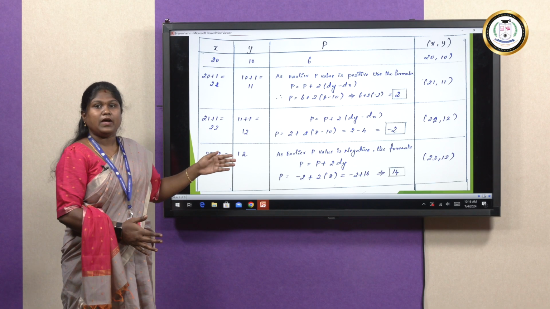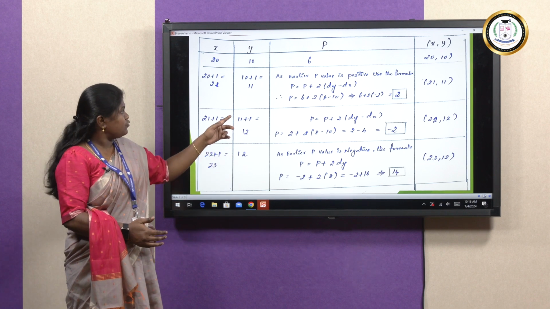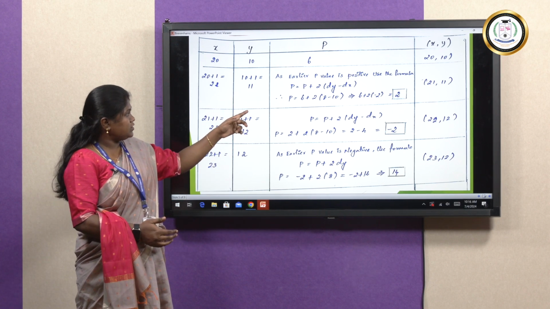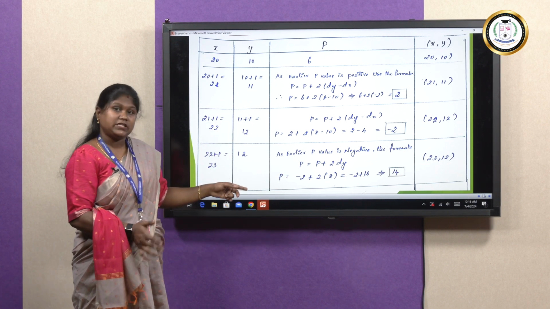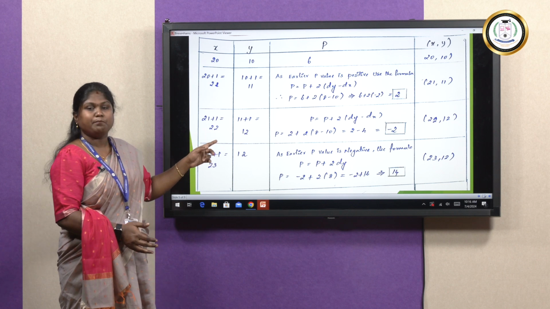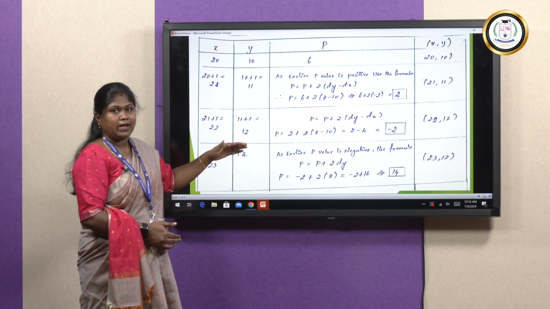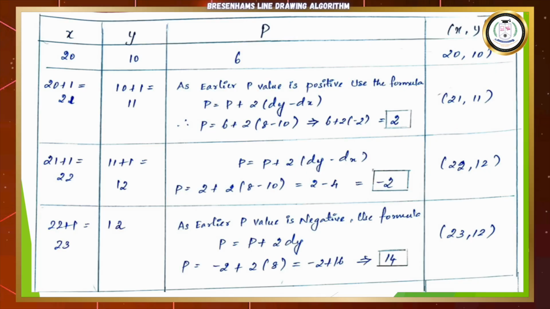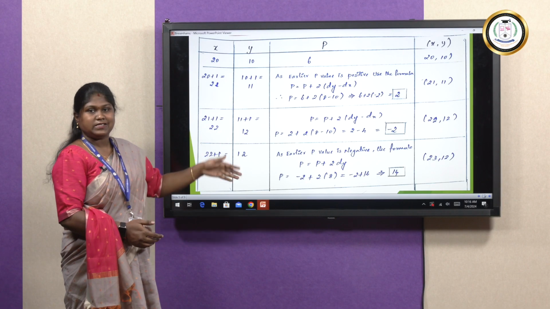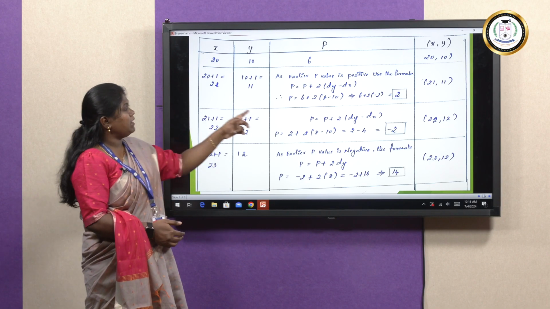Since the earlier p-value is positive, we use this formula to compute the next p-value: p is equal to p plus 2 into dy minus dx. Now we substitute all the values. Our earlier p-value is 6. So 6 plus 2 into 8 minus 10. Finally we get the value 2. So now the next intermediate point is 21, 11.